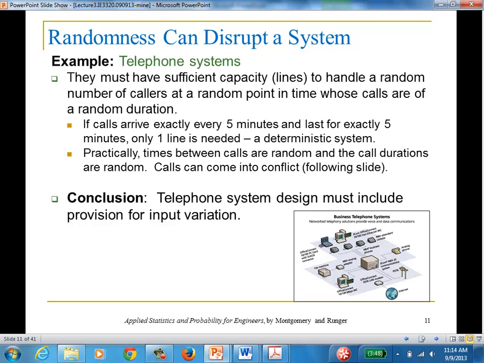Another example here, a more technical one. If you think about telephone systems and you're managing this system, you need to make sure that you have sufficient capacity, or number of lines, to handle a number of callers at a random point in time, whose call has a random duration. So let's say you're managing your telephone system and you want to run this system with 3 lines. What will happen if at some point in time you have more than 3 calls? You're going to have to drop some of those calls, right? Because you have capacity for only 3 calls.